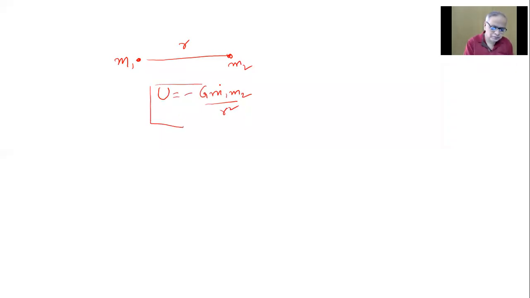so when I have 2 point masses, M1, M2 here, at a distance r from it, we say potential energy U equals, the way we derived it, minus G M1 M2 by R. What does it mean? What is the physical significance of this?